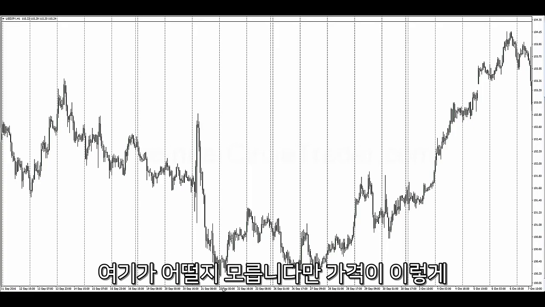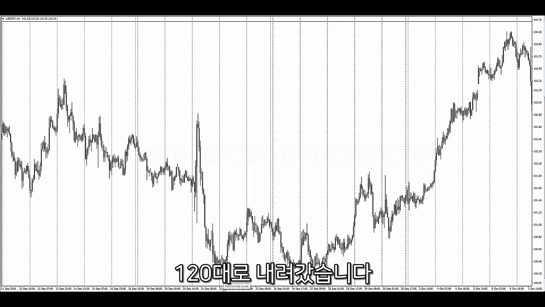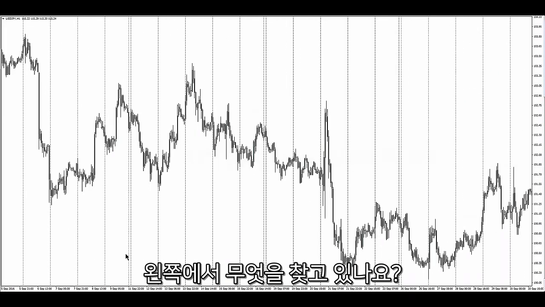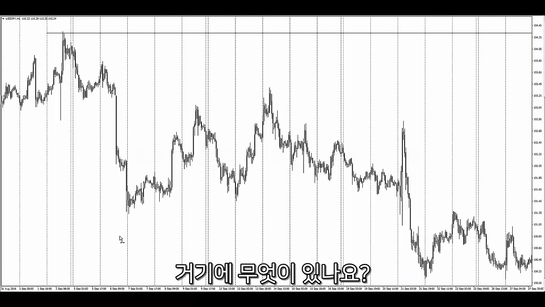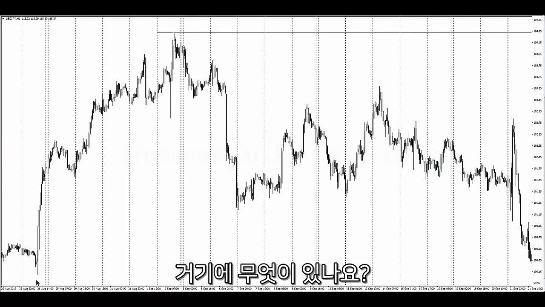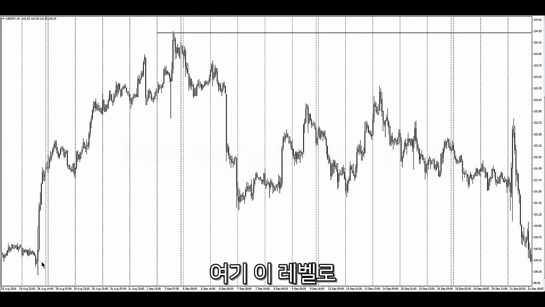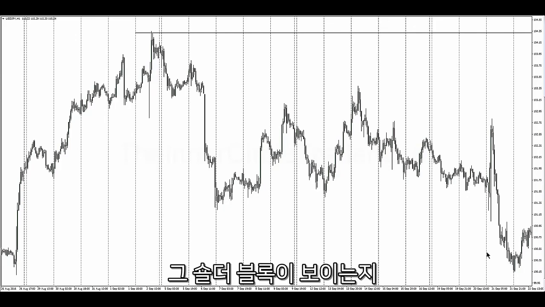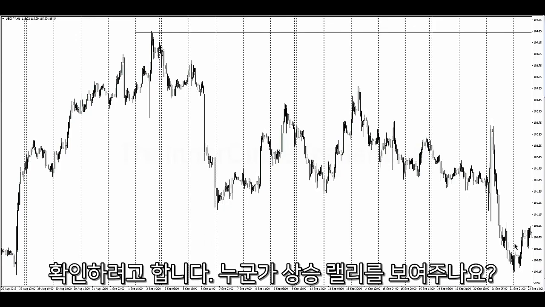But when price dove down like this, down into the 120s, what's it looking for? To the left. What's over there? It's returning back to this level over here. Right there. Returns to that bullish order block. Does it show willingness to want to rally up?